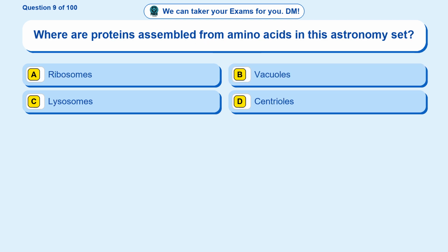Question 9. Where are proteins assembled from amino acids in this astronomy set? Option A, ribosomes. Option B, vacuoles. Option C, lysosomes. Option D, centrioles. The correct answer is option A. Ribosomes.